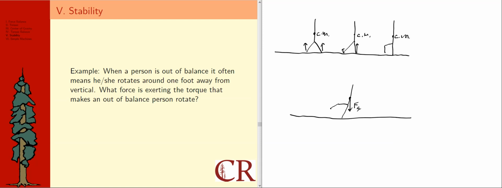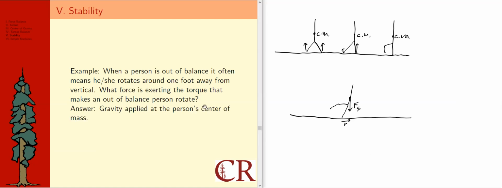If I take this foot as the rotation axis, then the force of gravity, it turns out, has a moment arm corresponding to the distance from that foot. So that's that moment arm R right there. That means that force of gravity is actually applying a torque to make this person rotate. So that's really what makes them out of balance. That's what's going to make them fall, in other words.